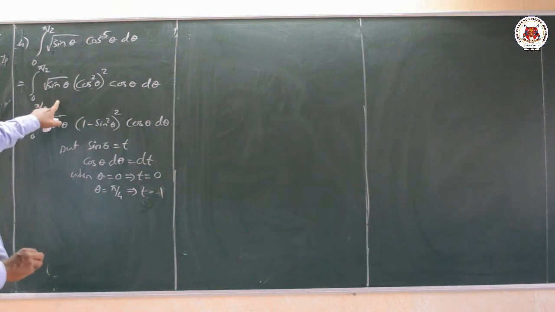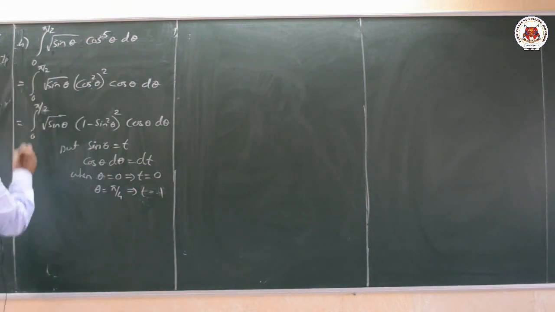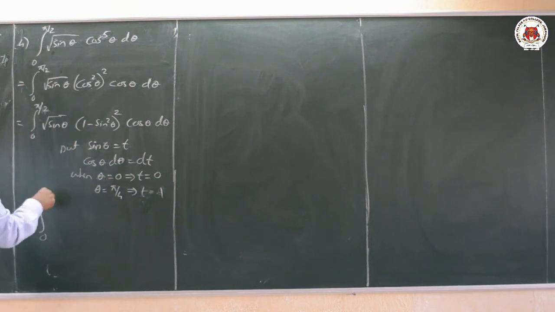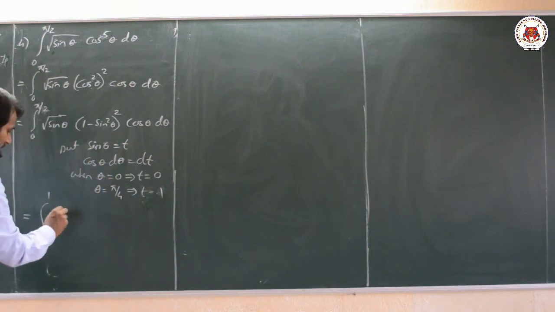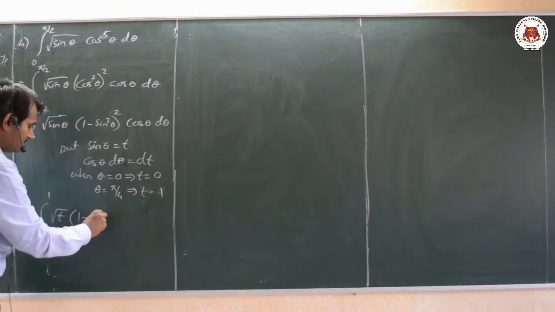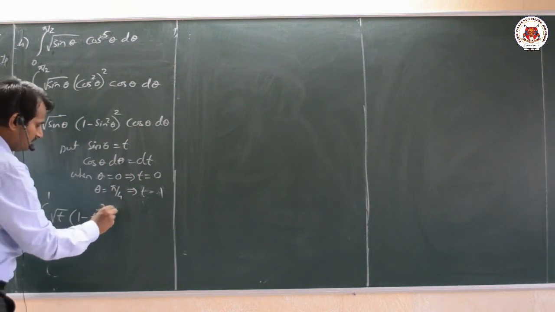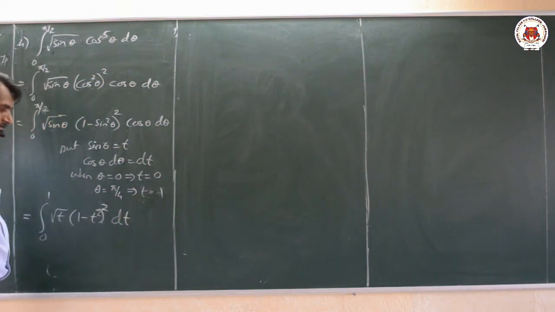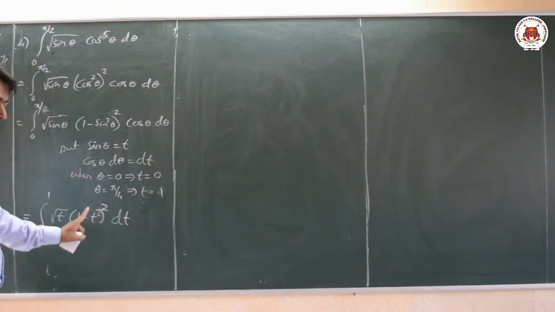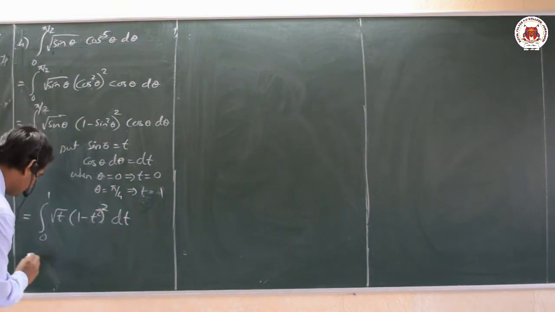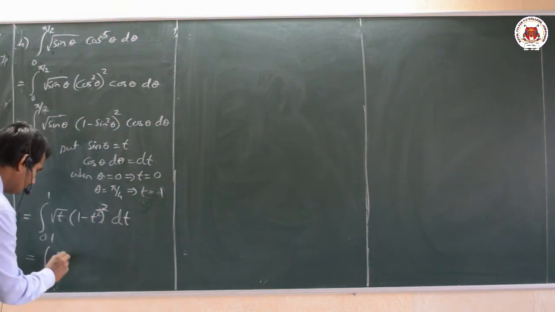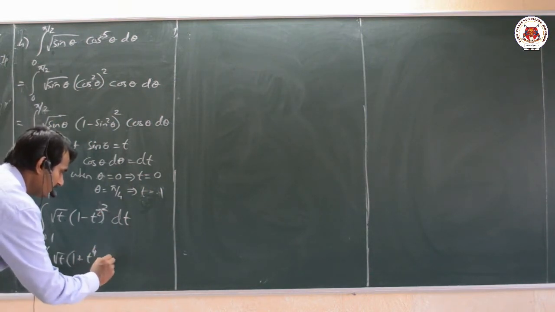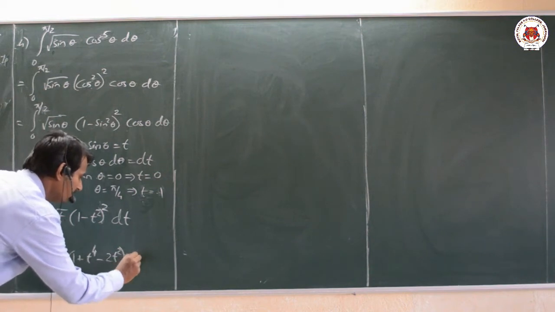Now you substitute everything here in the above question. So what we get is integration, when theta is equal to 0, t is also 0. When theta is equal to pi by 2, t is equal to 1. Here we have root of t into 1 minus t square whole square, into cos theta d theta, whose value will be dt. Okay, now we can multiply here. Expanding 1 minus t square whole square, which is equal to integration from 0 to 1, root t into 1 plus t raised to 4 minus 2t square, dt.